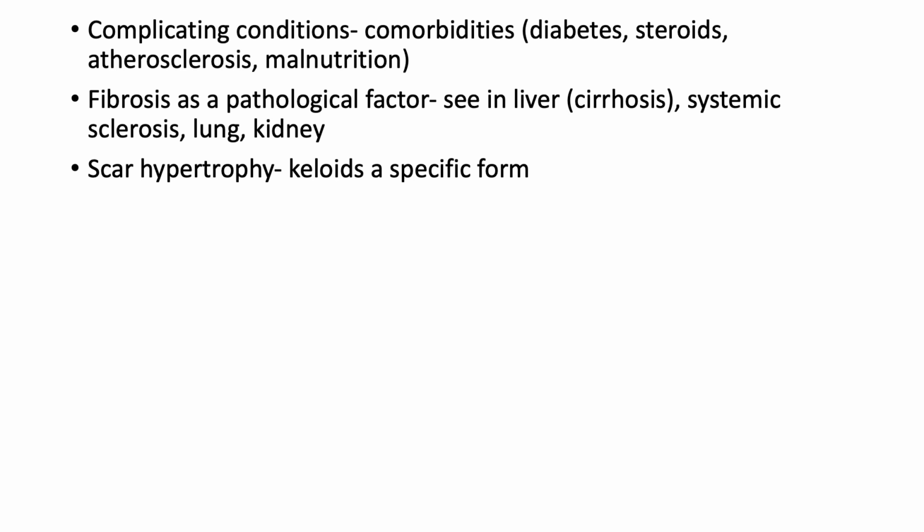Complicating conditions include comorbidities, diabetes, steroids, atherosclerosis, and malnutrition, which can retard these processes or obviate them completely. Fibrosis is also a pathological factor, which is seen in cirrhotic livers, systemic sclerosis, interstitial fibrosing lung diseases, reactions to toxins in exogenous areas, and kidney. Scar hypertrophy, keloids are a specific form of that and has specific appearance under the microscope.